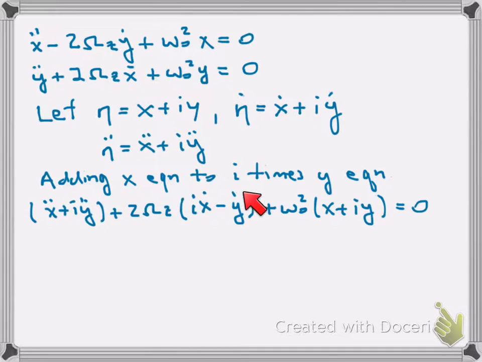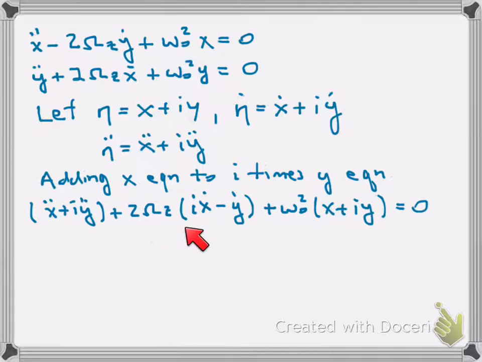So, as I said, adding the x equation to i times the y equation, we'll get x double dot plus iy double dot. Then we have plus 2 omega z, and we have ix dot minus, from the up top we have the minus y dot, so we have ix dot minus y dot, and then we have plus omega naught squared times x plus iy. And so we've combined the equations, as I've said, and all of that top equation plus i times the bottom equation is equal to 0.